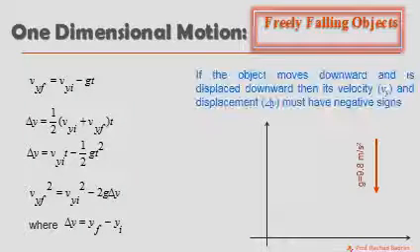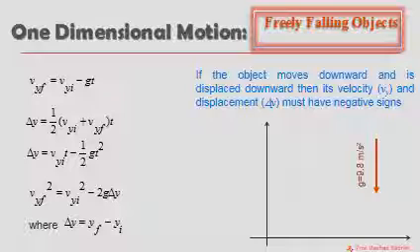Now, in the other case, if the object is moving downward all the way, then the initial velocity and final velocity will have a minus sign, while the displacement is going to take, of course, a minus sign as well.